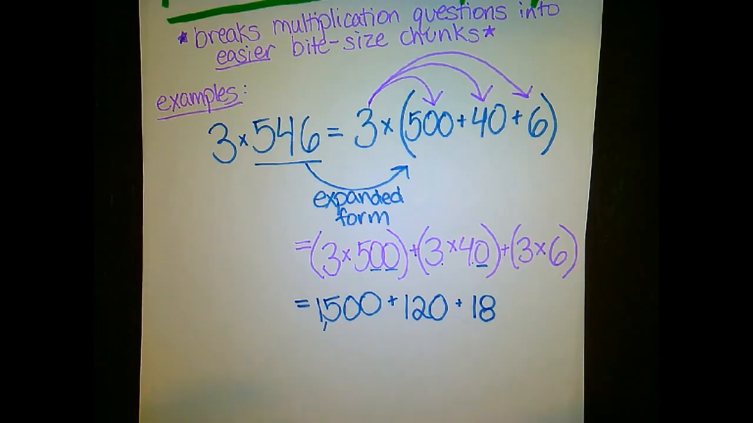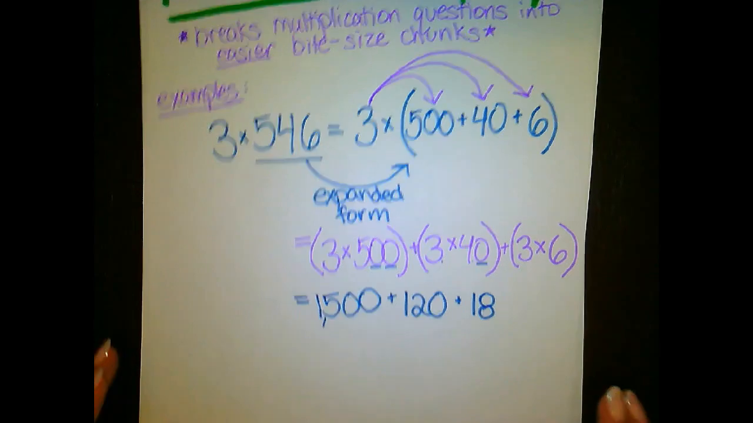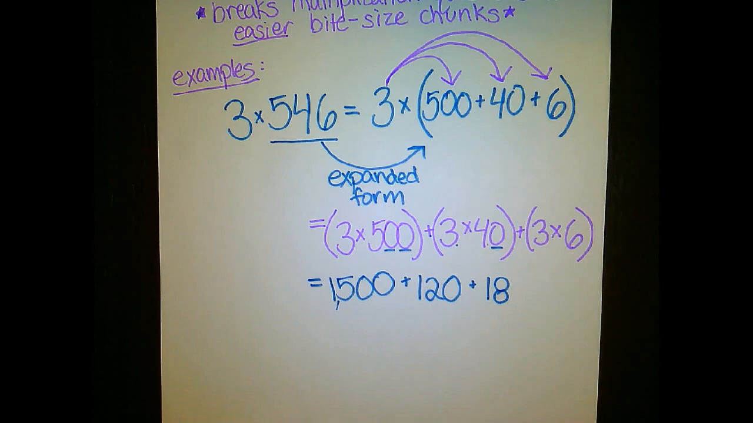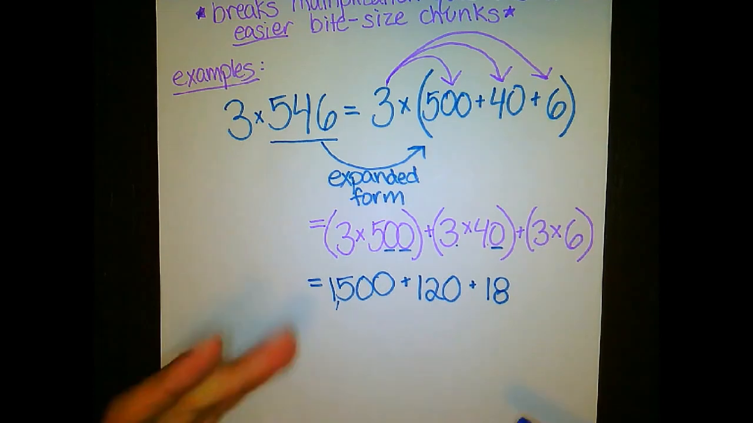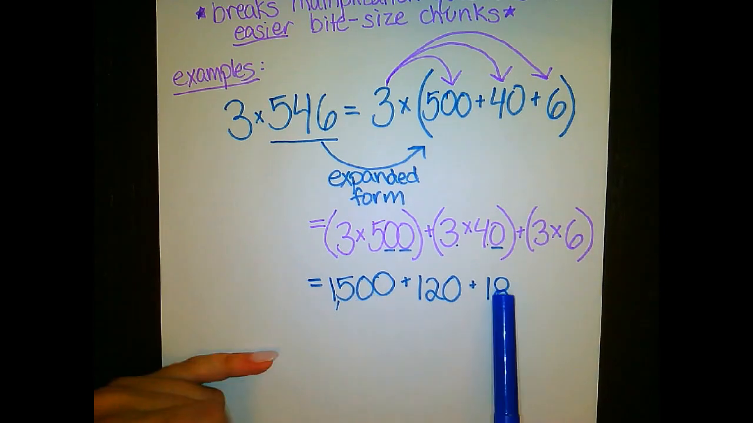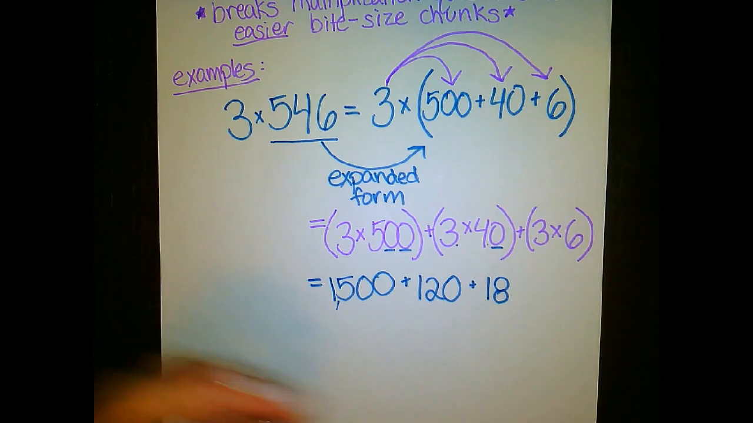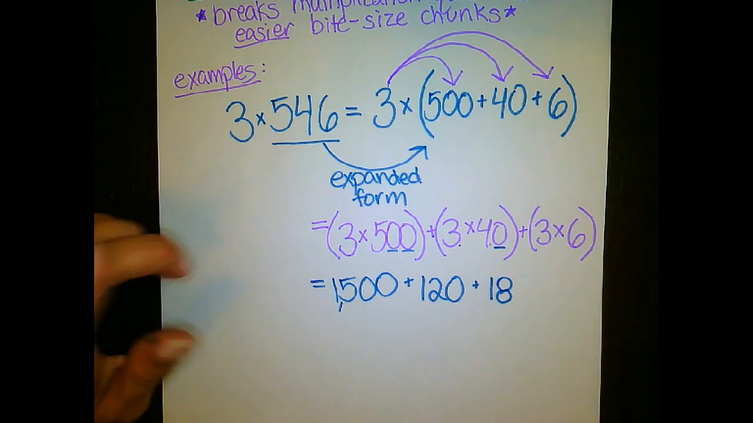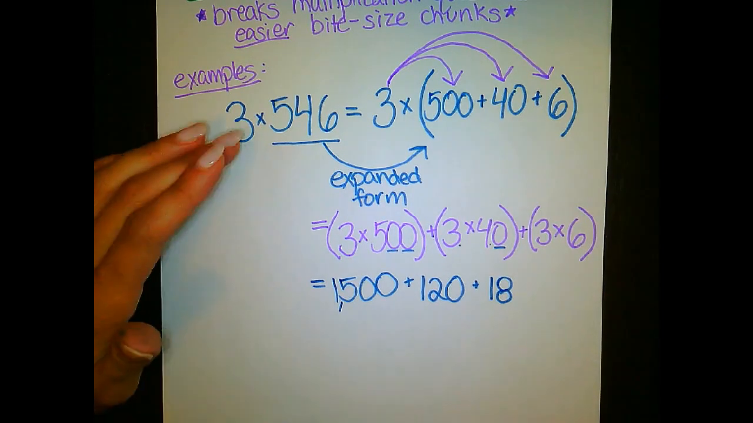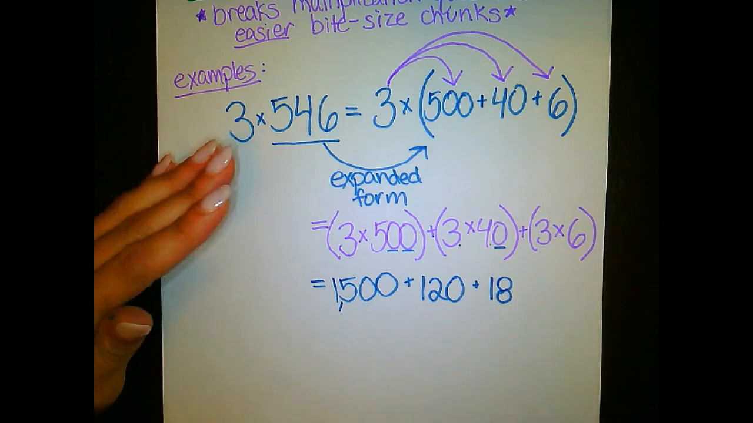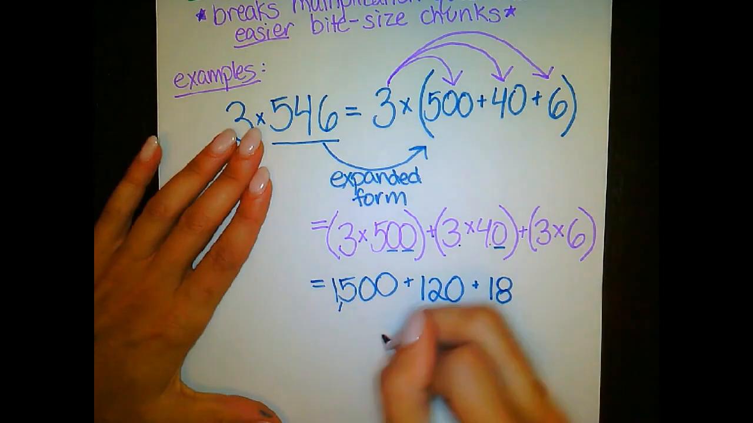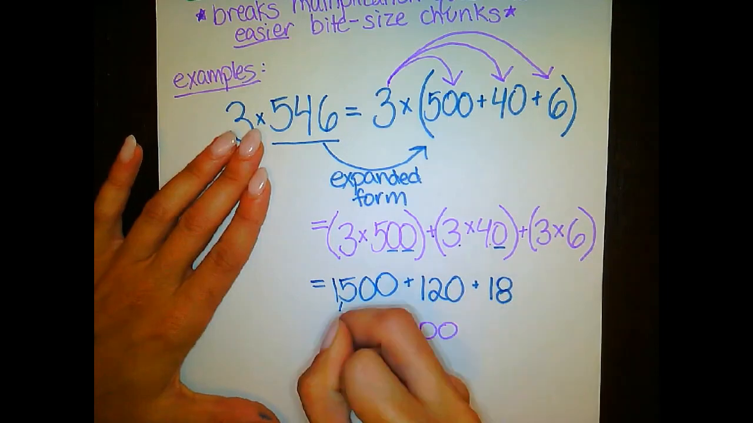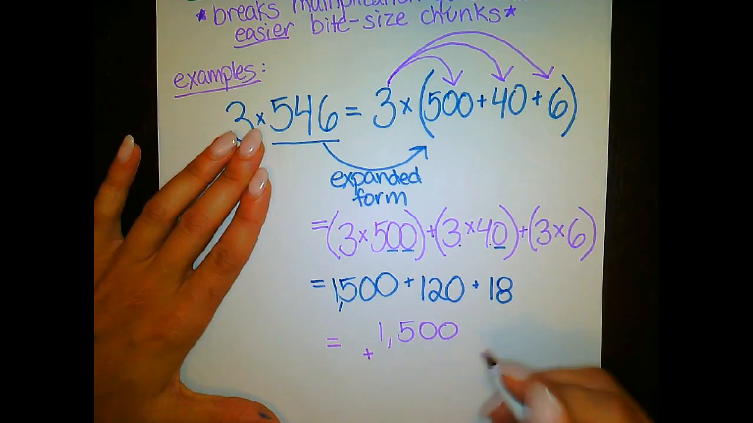Our final step is to add these products up to get the big answer. So we need to add it up, add it up, add it up. But before we can do that, we have to line it up, line it up, line it up. Meaning the place values need to be in line with one another. So this 1500, 1500 plus 120. We got to line it up all the way to the 1s. Your 1s should be lined up to each other. Then the 18.